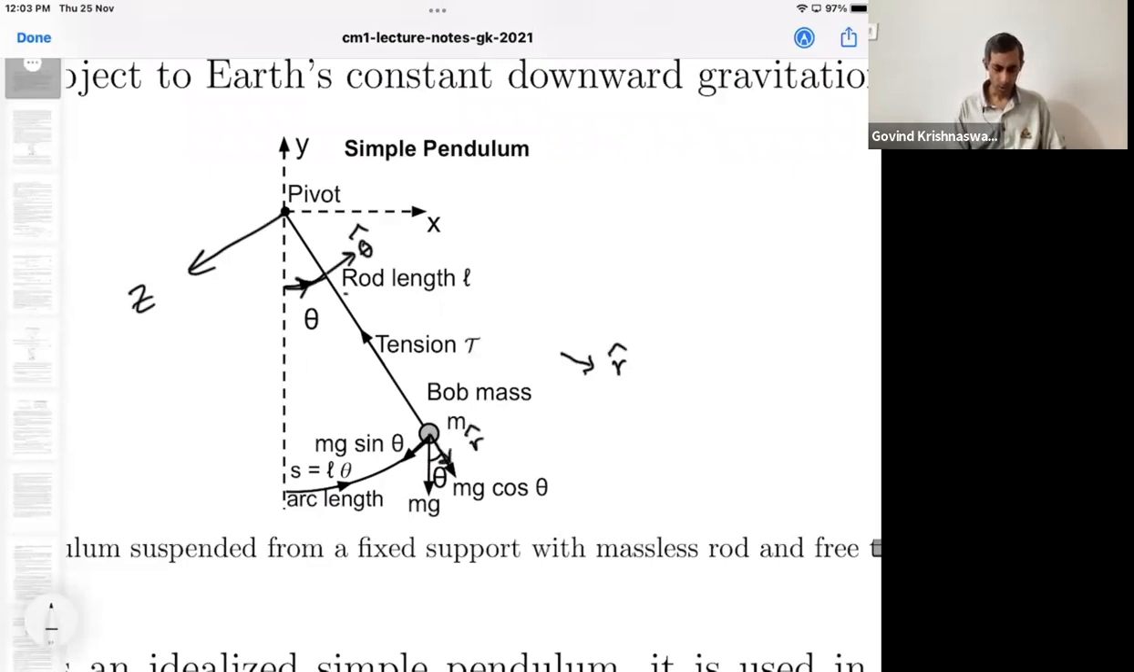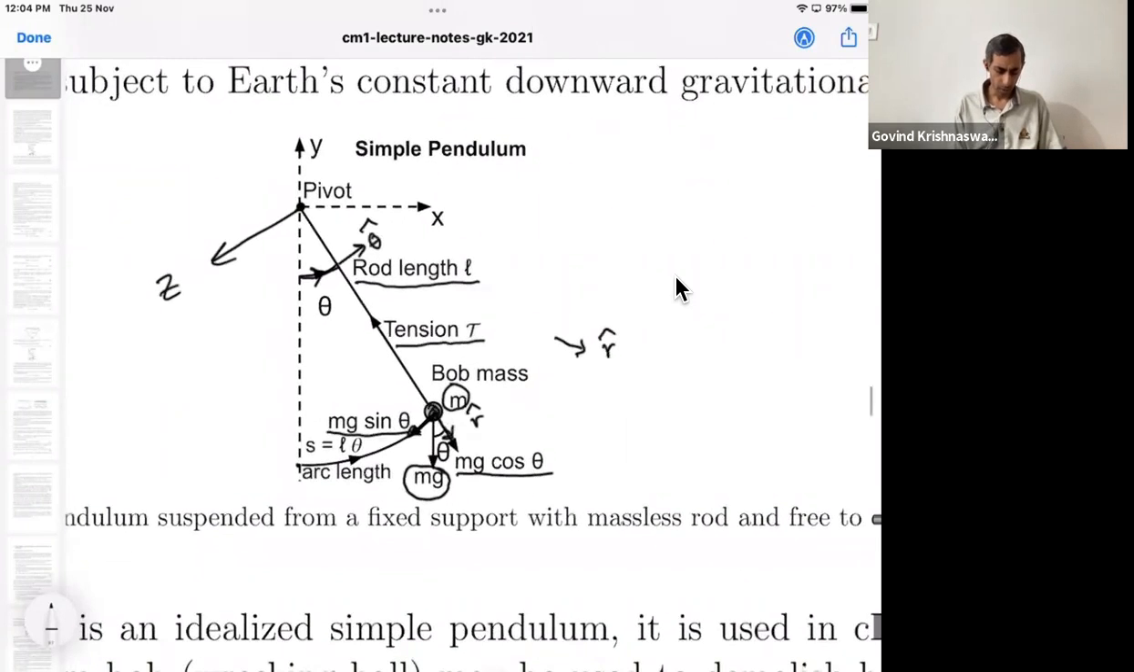Now, the length of the rod was fixed and assumed to be L. There's a tension T in the rod. The bob has mass M. And we resolved the force of gravity, which is pointing downwards, into its radially outward component mg cosine theta and mg sine theta, which is tangential and tending to bring the bob back to its equilibrium position. That is why it is restoring. That is why it leads to oscillations and not simply growth.